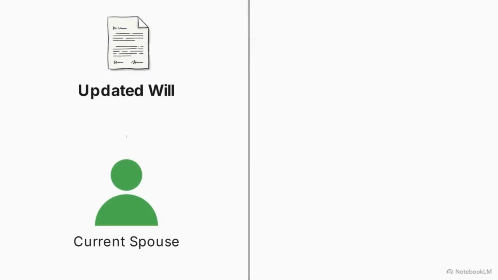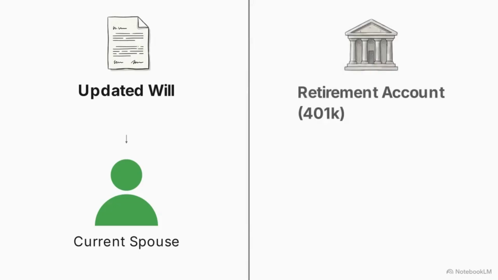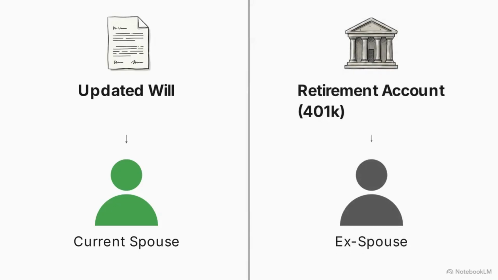On the left, a newly updated will directs all assets to a current spouse. On the right, an old 401k account still lists an ex-spouse as the designated beneficiary. The red X striking through the will reveals a brutal legal reality. Beneficiary designations legally override wills, meaning the ex-spouse gets the retirement money regardless of the deceased person's true intentions.